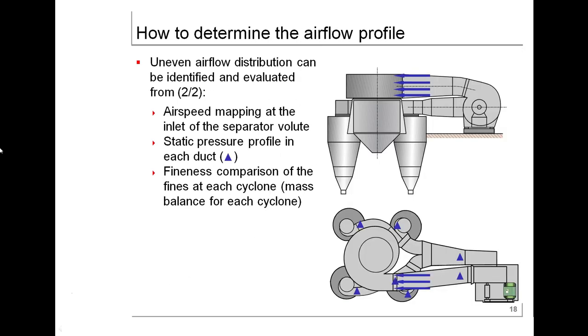How to determine the airflow profile? Uneven airflow distribution can be identified and evaluated from airspeed mapping at the inlet of the separator, volute, and static pressure profile in each duct. Third point: fineness comparison of the fines at each cyclone, meaning mass balance for each cyclone.